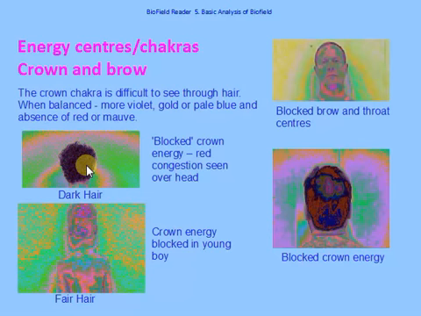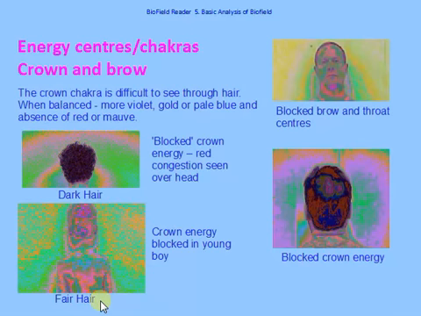If we look at this woman who's got dark hair, it's very difficult to distinguish any colours or patterns, but I've included this picture because it shows that her crown energy is blocked. She's got this red haze above her head and it connects with the top of her head.